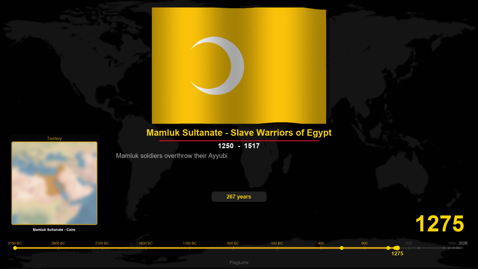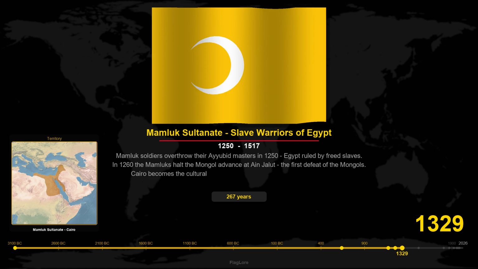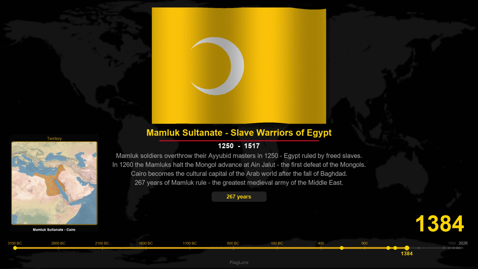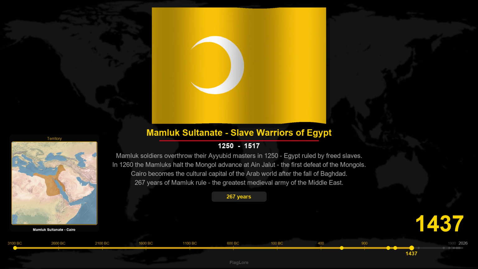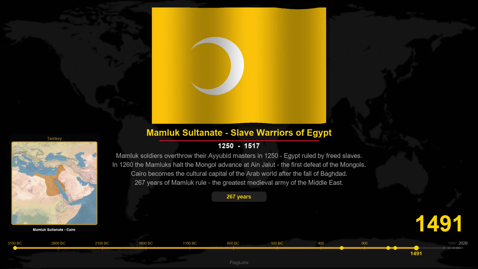In 1250, elite slave soldiers known as Mamluks seized power. Flying their distinct yellow banners, they famously halted the Mongol invasion and transformed Cairo into the ultimate cultural and military capital of the medieval Middle East.